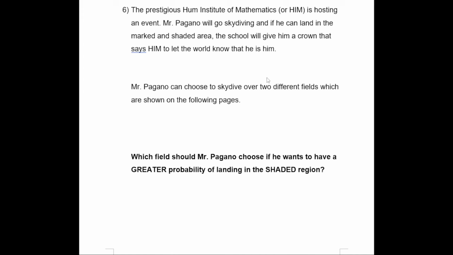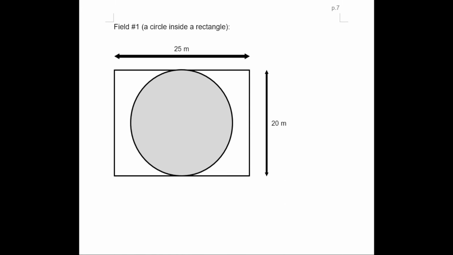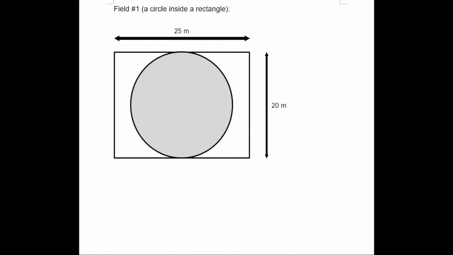So he wants that crown, right? He wants to let the world know that he's him. So he wants to choose the field that gives him the better chance of getting that crown, okay? Or landing in that circle or shaded region. So in field 1, we do have a circle that's shaded, that's inside the big field, which is a rectangle, all right? So we want to land in that circle. Let's find out what the area of that circle is, yeah?